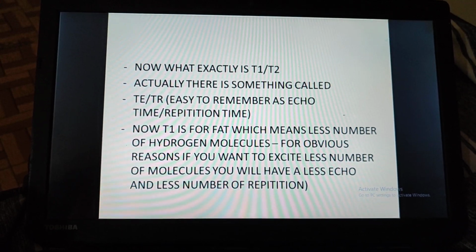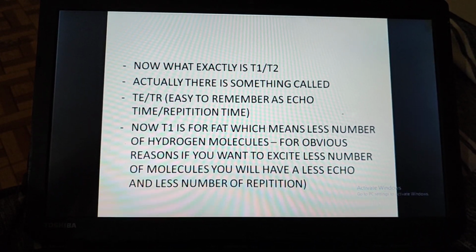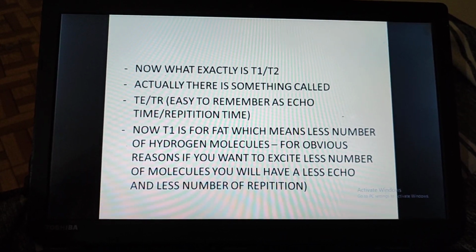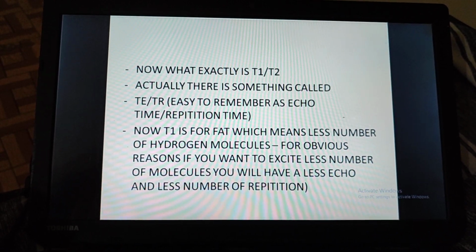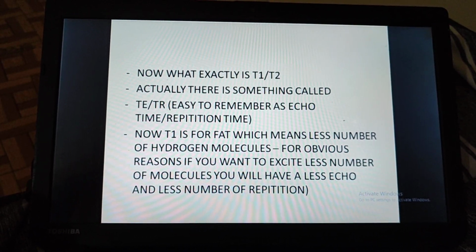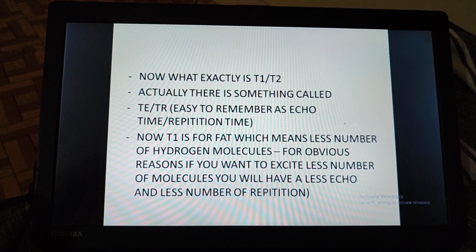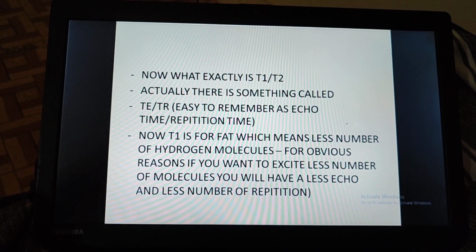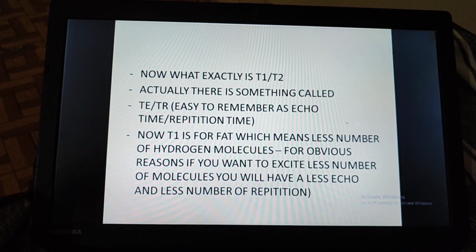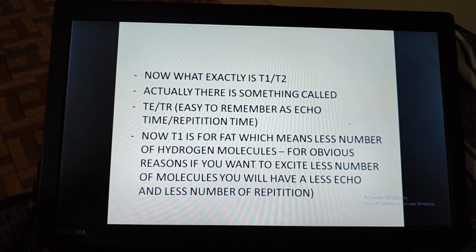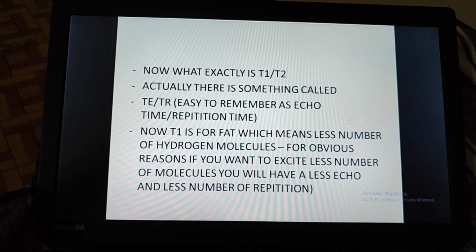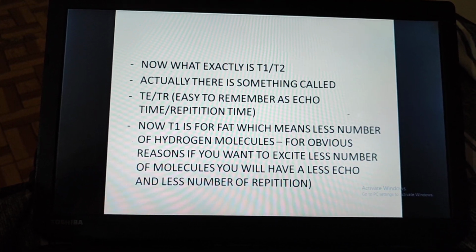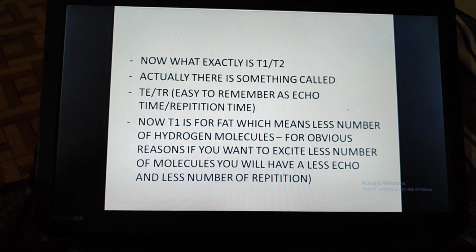Now as we have discussed, fat has a smaller number of hydrogen molecules, so definitely it will have less magnetization, so it will have less echo time and less repetition time. T1 means less water, that is fat, less echo time and less repetition time. So whenever you call it T1, this is fat, so it has less water, that is less echo time and less repetition time. It is as easy as that.